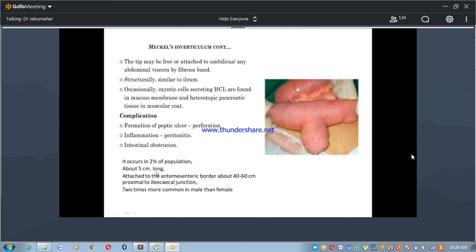So it occurs in 2% of the population, about 5 to 7 centimeters long. It is attached to the antimesenteric border, about 40 to 60 centimeters proximal to the ileocecal junction, 2 times more common in males than females.